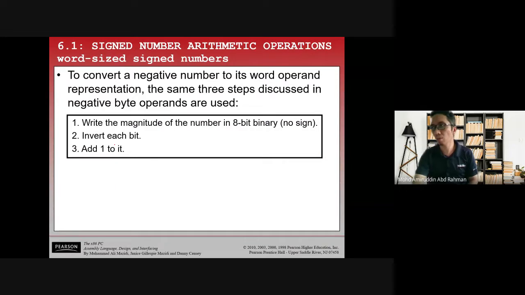To convert a negative number to its word operand representation, the same 3 steps discussed for negative byte operands are used. Now, let's say you have the hex number or the binary number, how do you invert that to get the real number? You write the magnitude of the number in binary, with no sign, invert each bit and add 1 to it.